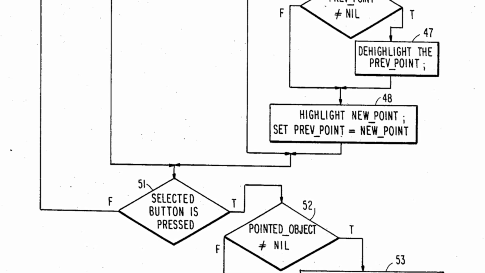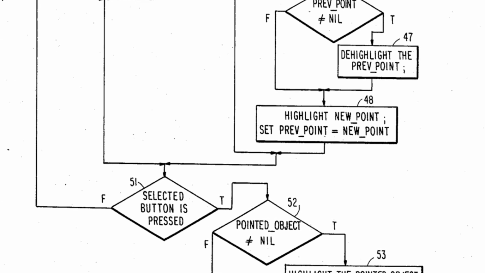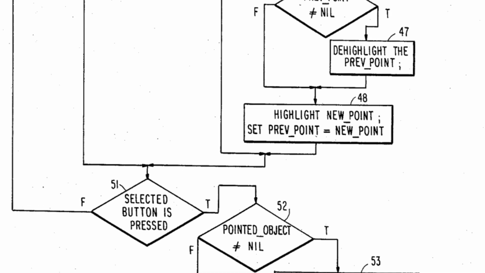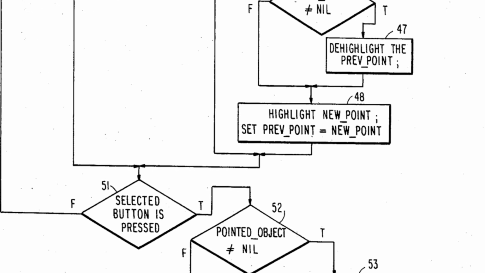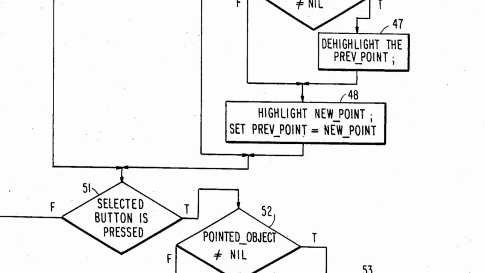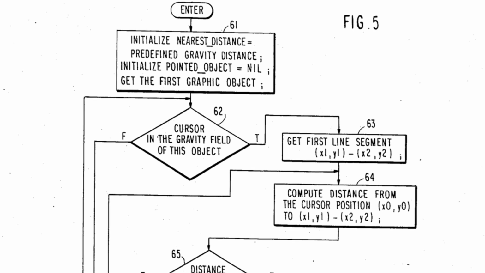On the other hand, if the select button is pressed, then a test is made in decision block 52 to see if the pointed object is found. If it is found, then the whole graphic object is highlighted. In either case, the IF statement of the test in decision block 52 is completed and the flowchart is exited.